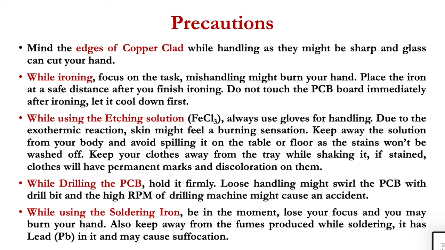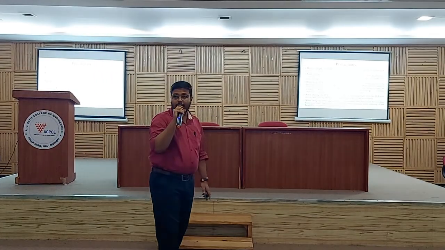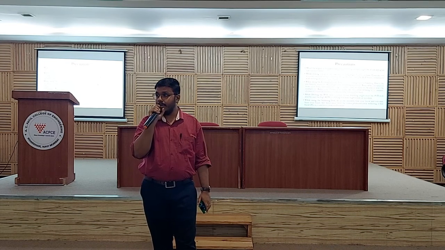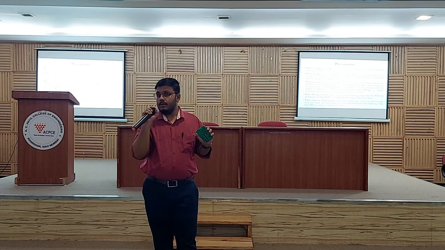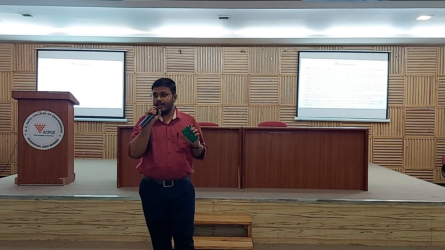This is a very important part that you need to understand today. First, the edges of the copper clad. The 6 cm by 6 cm copper clad board that you will get, please mind the edges of it. As I told you, they might be sharp. So if they are sharp, please handle it carefully, else you will cut your hand and the workshop will be missed. Second thing, ironing. As I told previously, the area of operation is very small, 6 cm by 6 cm. The iron is relatively large. So while ironing, please focus on the task itself. If someone calls you, ignore them, because we don't want any accidents to happen.